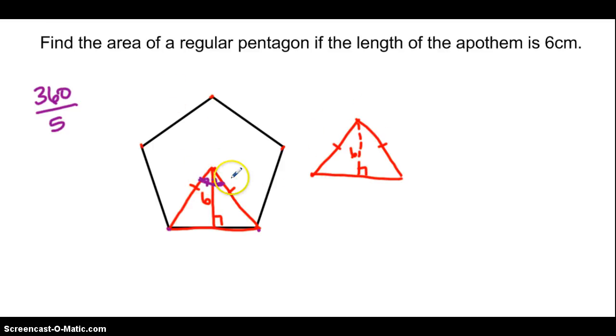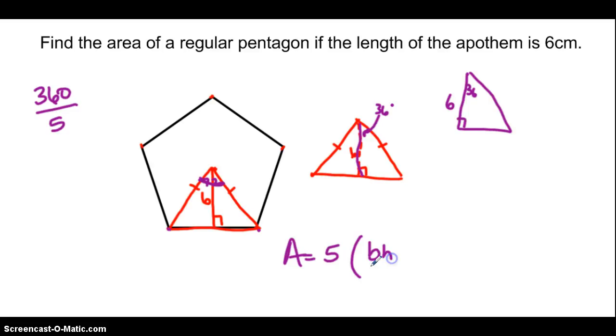So if the whole angle of that central angle is 72, we know that the apothem, which is just an altitude, is also an angle bisector. So 72 divided by 2 is 36 degrees. So that angle right there is 36 degrees. Now, just focusing in on that right triangle, where here's my side is 6, and my angle here is 36. If I want the area of the pentagon, there's 5 of these triangles.